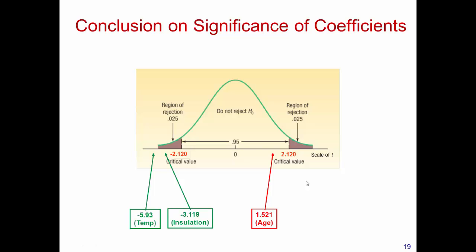All right, so what does all that mean? It means that the temp and insulation coefficients add predictive value to the model, but the age of the furnace is not a significant predictor of heating cost in our model. We can drop it from the model. So that's what we're going to do. And we're going to run the regression model again without the age of furnace in it.